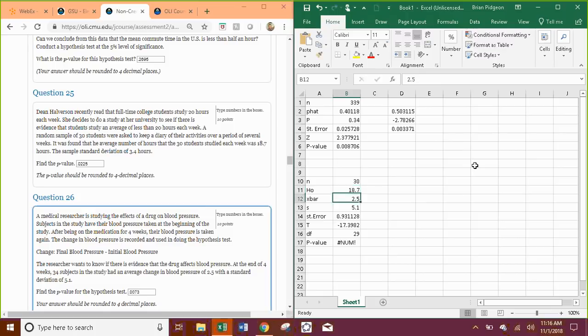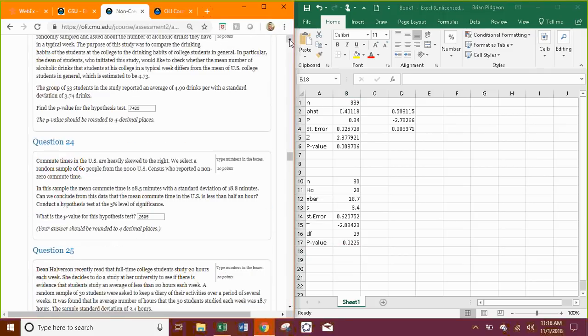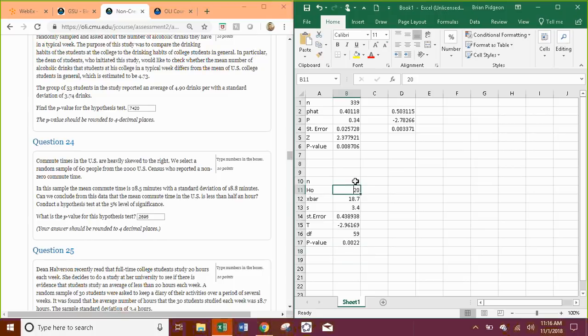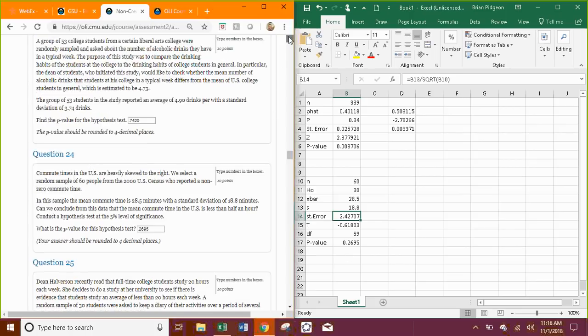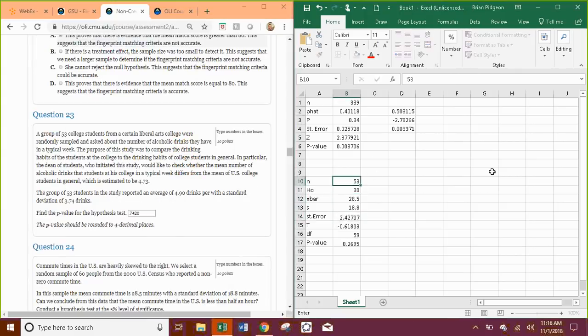Question 25. Let's see. N is 30. The null hypothesis is 20. The x bar is 18.7. S is 3.4. Yeah, okay, yeah. And this is a left-tailed test. Oh, 25, that's right. N is 60. The null hypothesis is 30 minutes. X bar is 28.5. S is 18.8. So 0.2695. Okay.